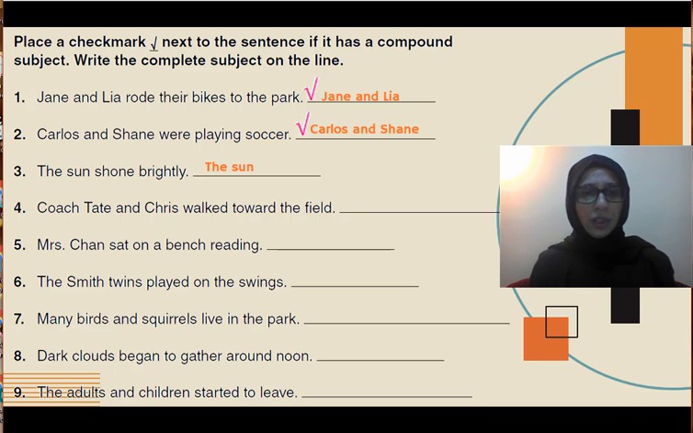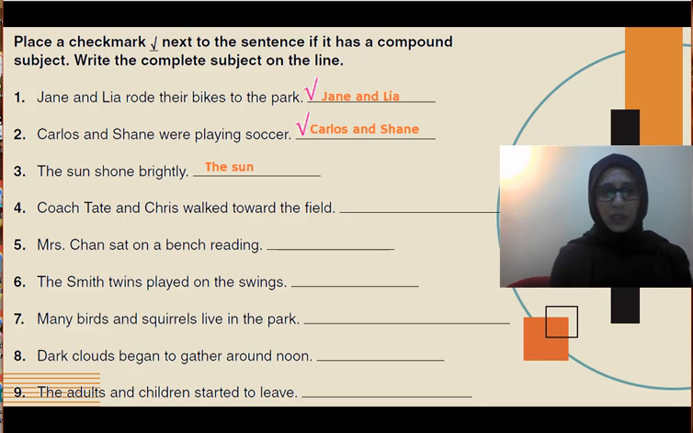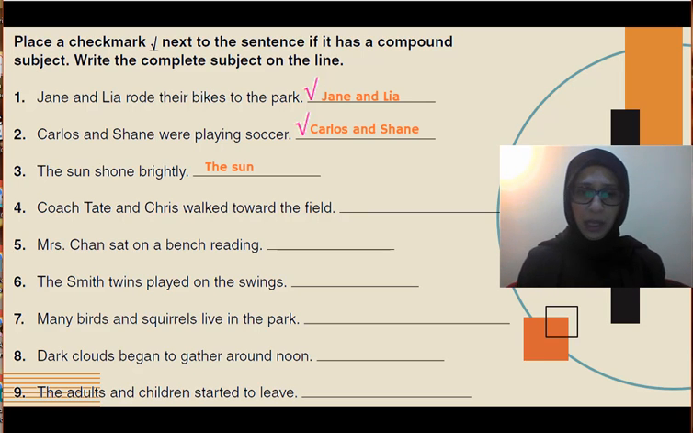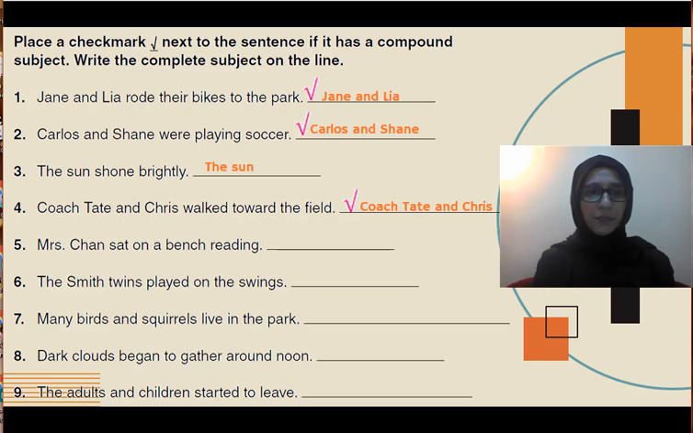Number 4, Coach Tate and Chris walked toward the field. So here I'm talking about 2 people, about Tate and Chris, and I have the word and, so this is definitely a compound subject. Number 5, Mrs. Chan sat on a bench reading. Who sat on a bench reading? Who am I talking about? I'm talking about Mrs. Chan. So this is the complete subject. I do not have a compound here.